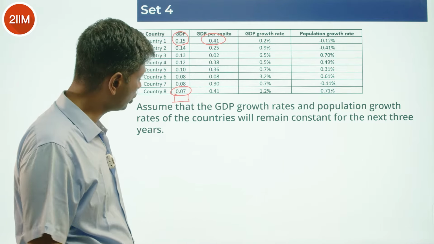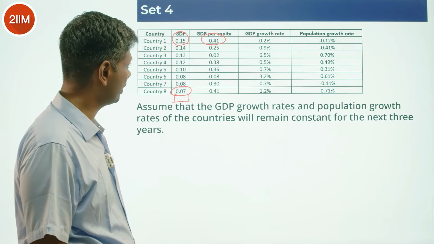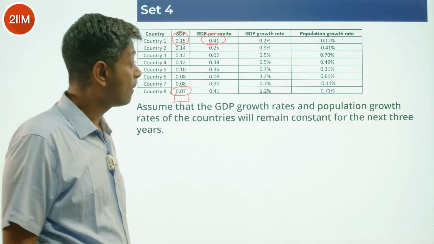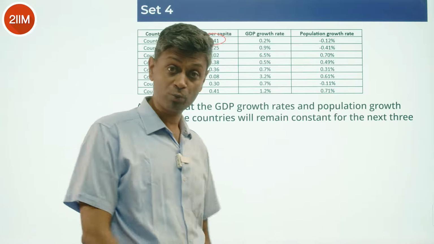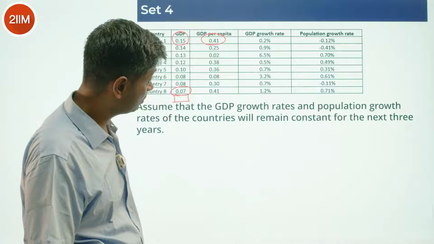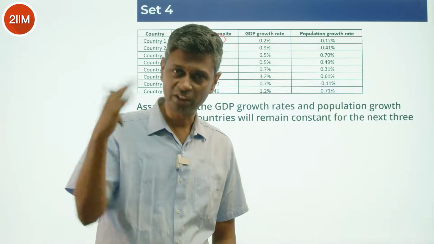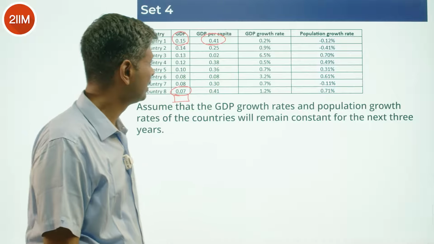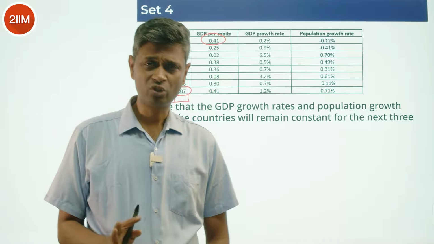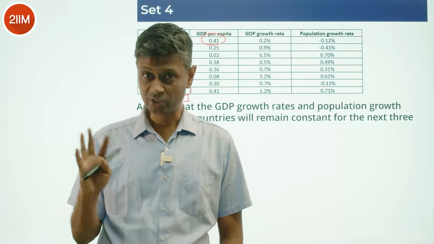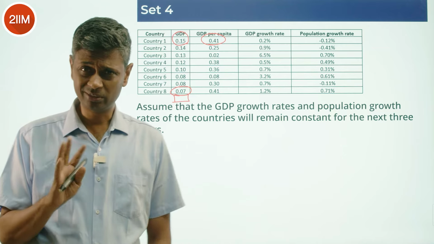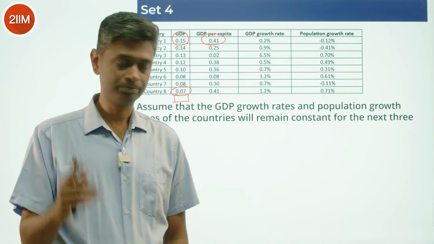Then GDP growth rate 0.2, 0.9, 6.5, 0.5, 0.7. Population growth rate minus 0.12, minus 0.1141, 0.7, 0.49. Some are growing, some are shrinking population wise. Interesting. I don't have a sense of what we are solving for. We'll have to see the questions for that. But it's not like a puzzle. It's like a math computation thing.